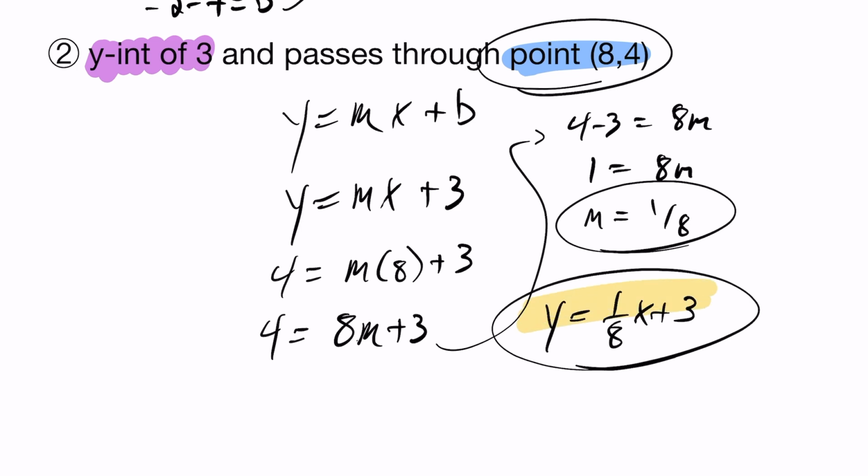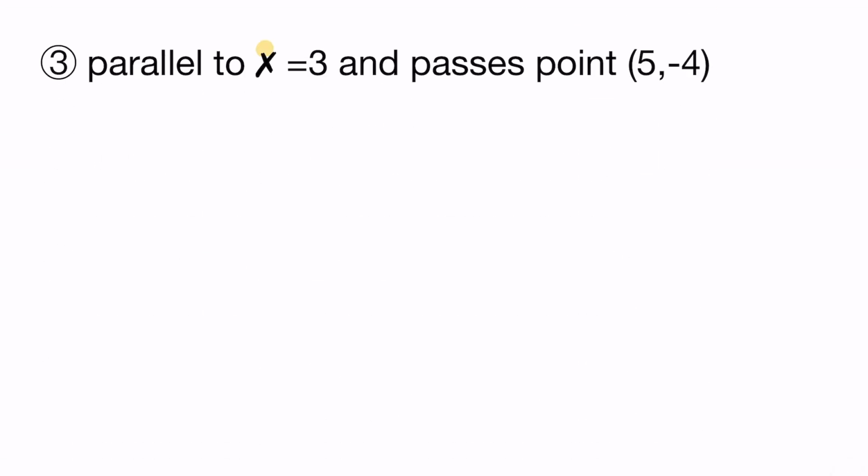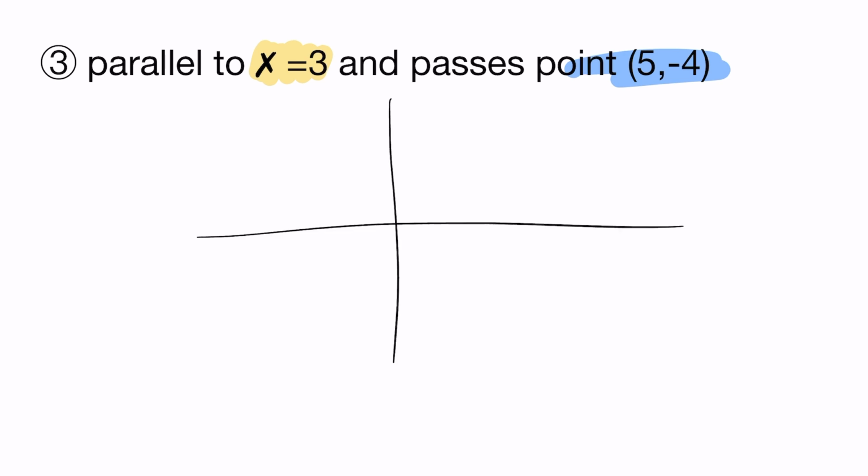All right, let's take a look at number 3. So for number 3 here, we want to find the equation of a line that's parallel to x equals 3 and passes through the point 5, -4. So visually, if you want to take a look at what this looks like, the line x equals 3 is actually a special case. It's a vertical line, has undefined slope, and this is the line x equals 3. Well, the point 5, -4, maybe it's somewhere right around here.